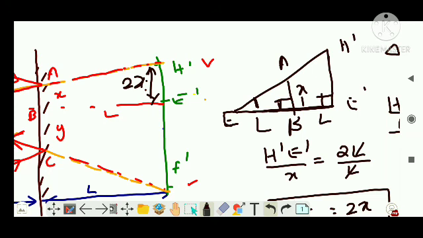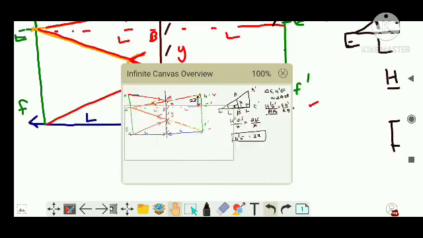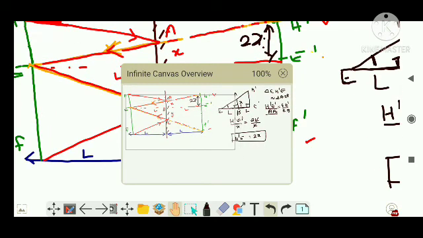Clear? Now similarly, let's consider the triangle, the lower triangle. This one.